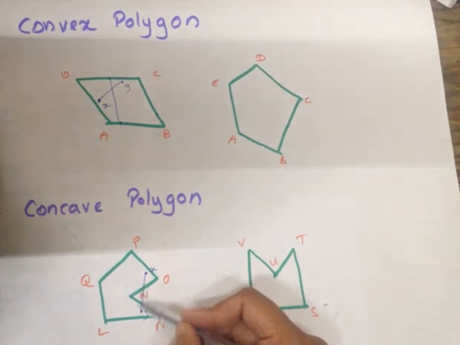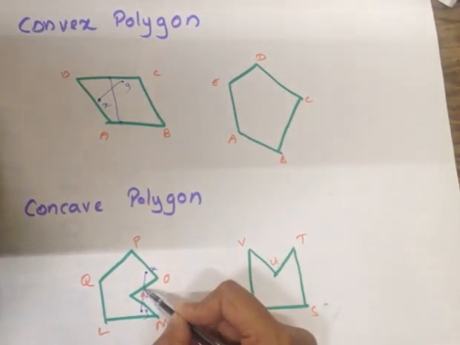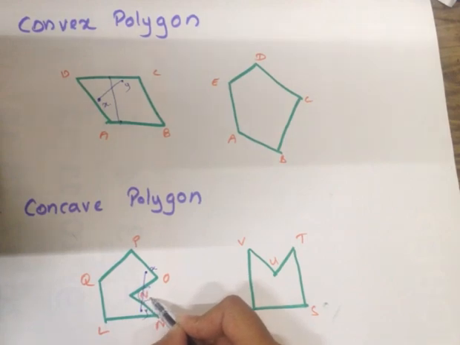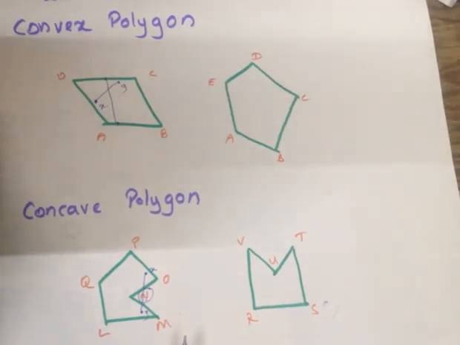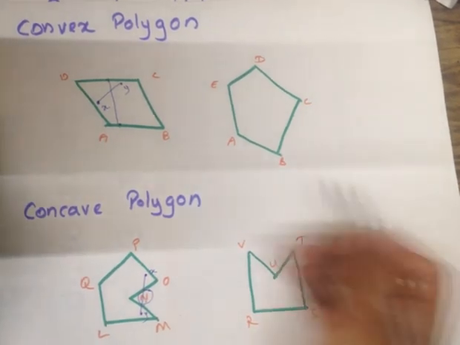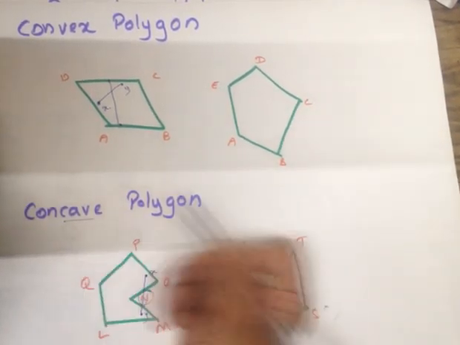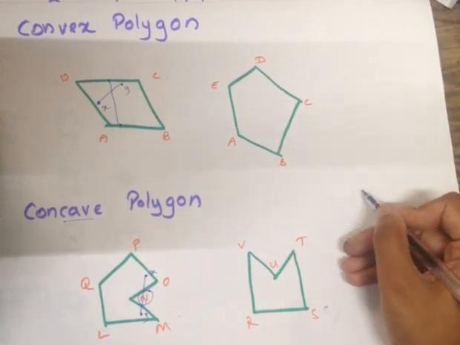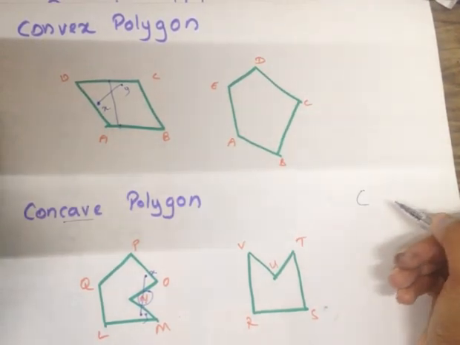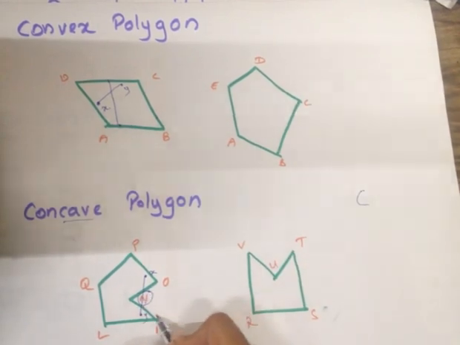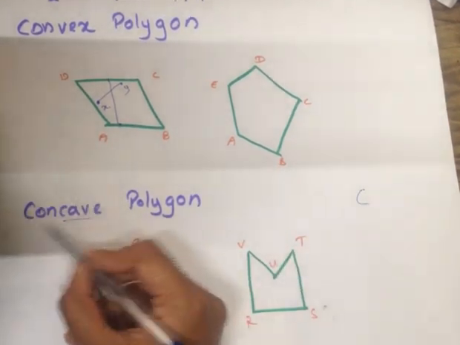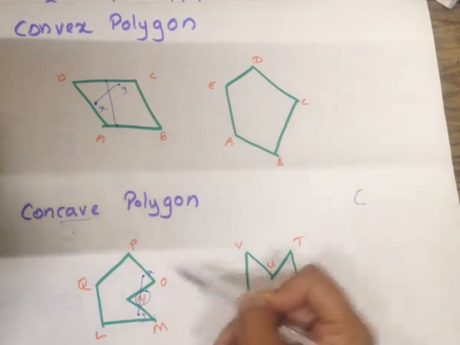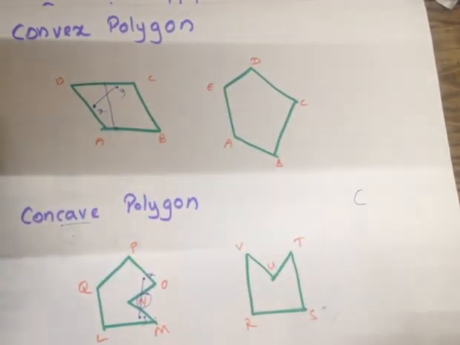This line is not entirely inside the polygon, because see, this part is outside of the polygon. So this type of polygon we call a concave polygon. Just for your easy remembrance, remember this name: cave. Cave means something that has dipped inside. Here also something has dipped inside. Here also it has gone inside the polygon. So just remember, concave is something that has gone inside the polygon, and convex is not such a type.